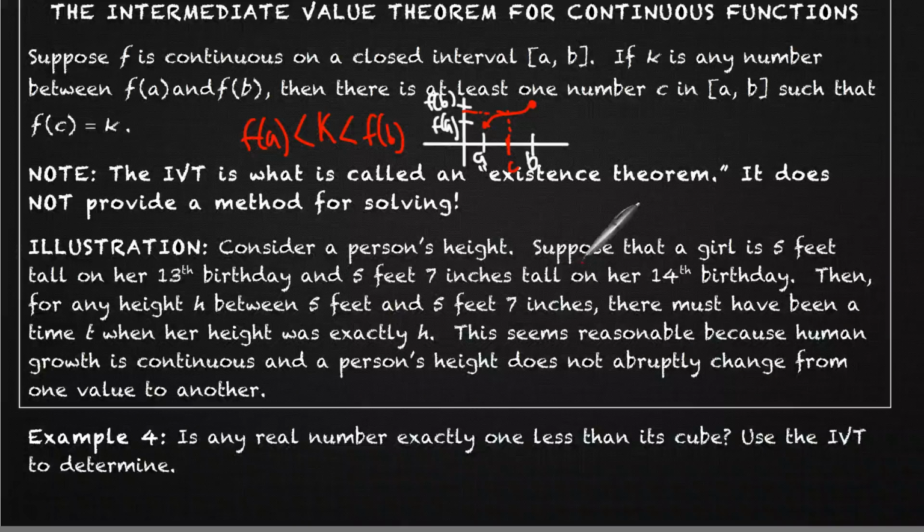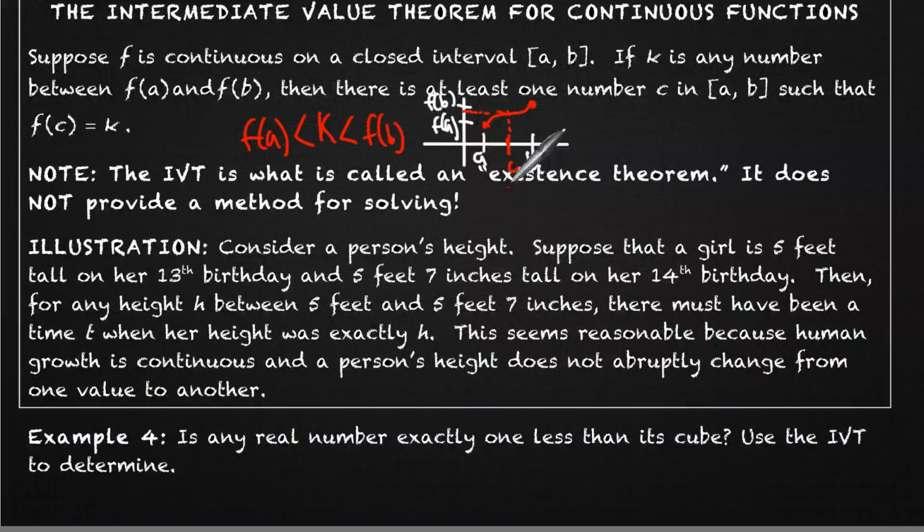Let's give you another example. Let's say I'm speeding on the freeway. I'm going 60 miles per hour, and I slow down to 40 miles per hour. There has to be a time where I was going 50 miles per hour. Because the way speed works, it's a continuous function. So this is the idea of the intermediate value theorem.